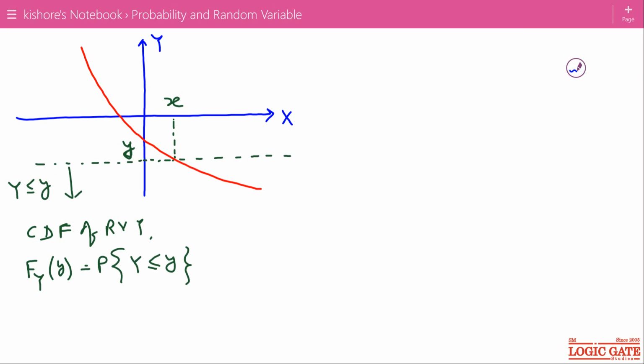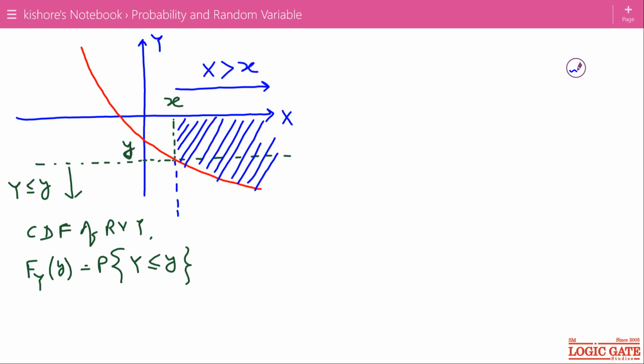So we will focus on the region where x is greater than small x. This region where x is greater than small x. You select x here, suppose x1 here, then the corresponding y will be greater than this small y. So that will not satisfy this condition, capital Y should be less than or equal to small y. So for capital Y less than or equal to small y, we'll select capital X should be greater than small x, because this will satisfy the transformation also.